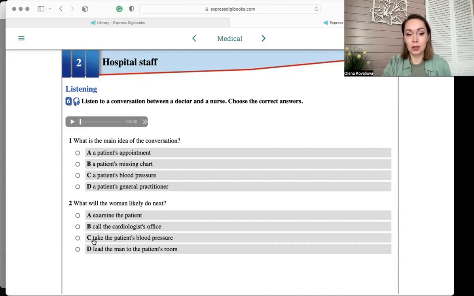Хочу звернути вашу увагу на take the patient's blood pressure, тому що інколи ми не знаємо сказати, як виміряти артеріальний тиск. Просто словом take. Не треба брати слово measure. Ні, вони використовують просто take. Take blood pressure. Так само вимірювати температуру. Take body temperature. Ну і lead the man to the patient's room, да, направити чоловіка, провести до його палати. Окей. Let's listen.